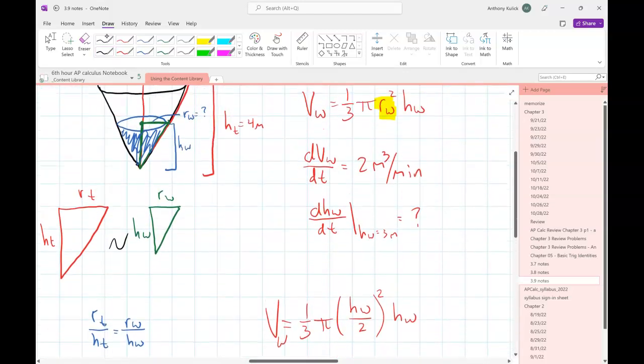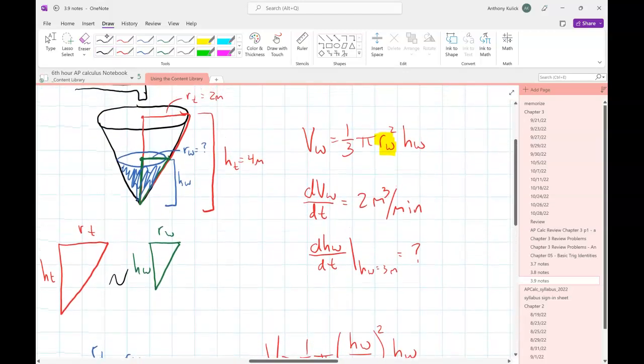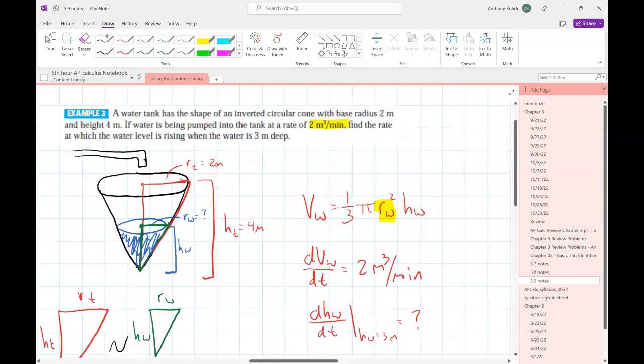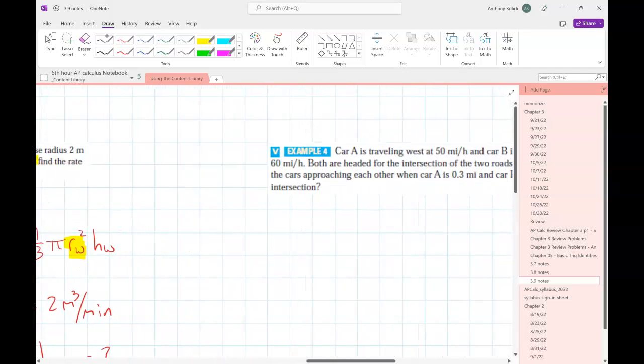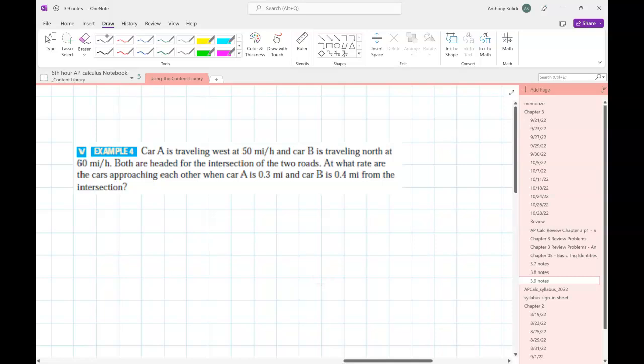This similar triangles trick, if you get a cone, is a good one to remember. Okay, so if you have something with a cone in it, probably the trick you'll need. All right, let's read another problem.